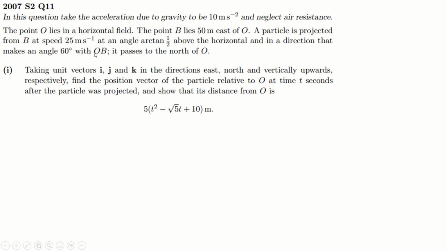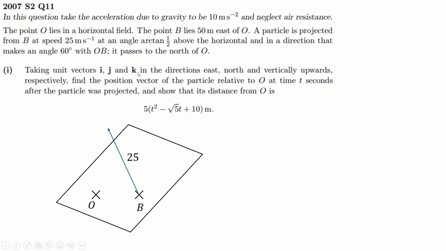Now, how is that possible? Well, we can see in the next bit, i, j, and k. This is a three-dimensional problem. So it looks all in all a bit like this. You've got B directly to the east of O, and you're firing the particle so it's got an i component, a j component, and a k component coming out of the plane. So hopefully that makes sense.